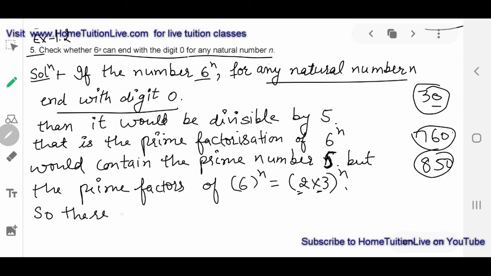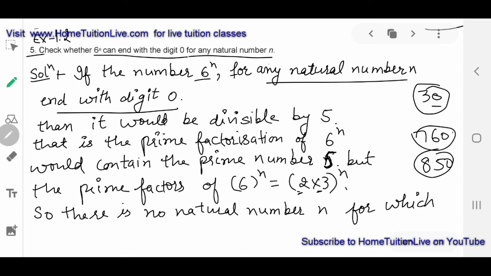So we can say there is no natural number n for which 6 power n ends with the digit 0.